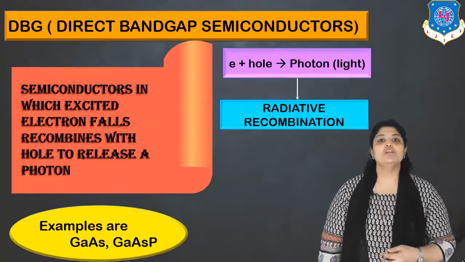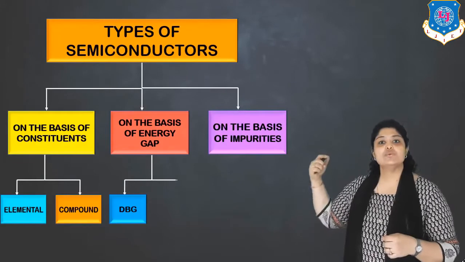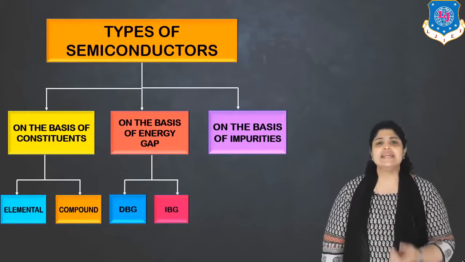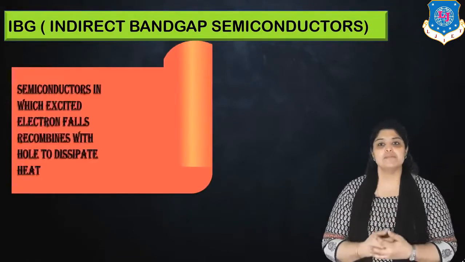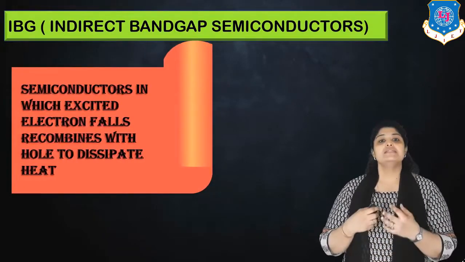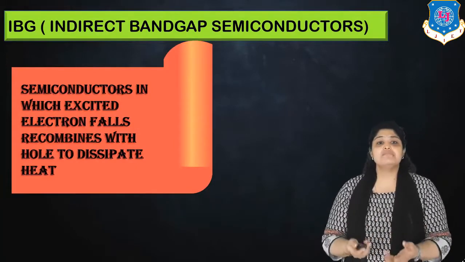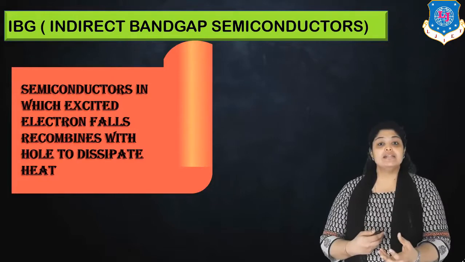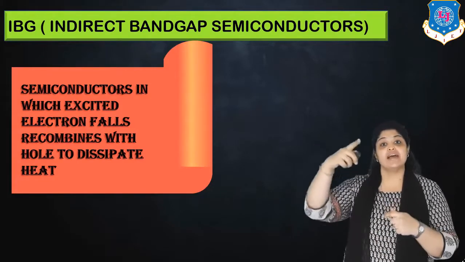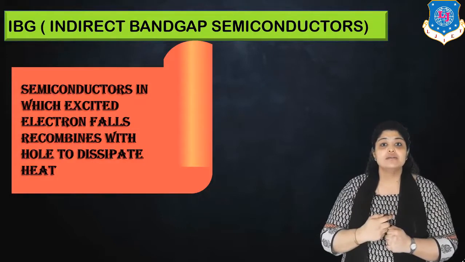Now let us move on to the next category on the basis of energy gap, and that is known as IBG. Let's see what IBG is. They are known as indirect bandgap semiconductors. Semiconductors in which an excited electron falls and recombines with the hole to dissipate heat. These are the materials which have different K values for the minimum of the conduction band and the maximum of the valence band.